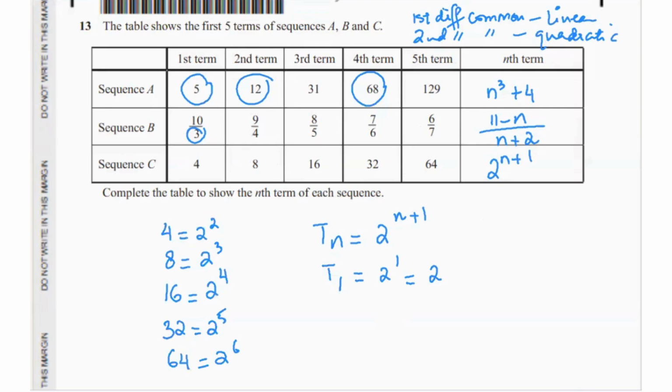For this, you need to be very familiar with the difference between a linear sequence, a quadratic sequence, and a cubic sequence. You need to be able to recognize the pattern, what is happening when it's a fraction, what is happening when it's an index. So for this, you need to be very alert when solving these questions. One small mistake will not give you the right answer.